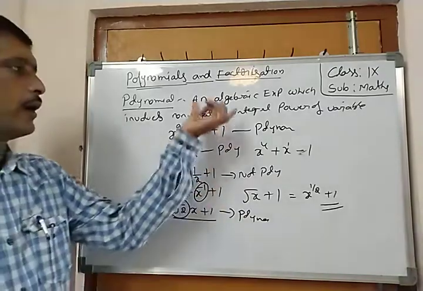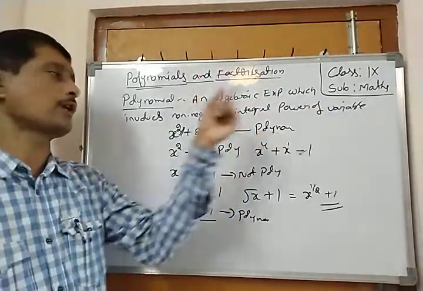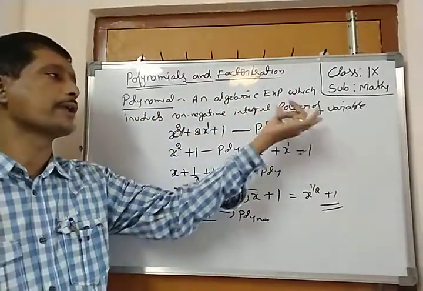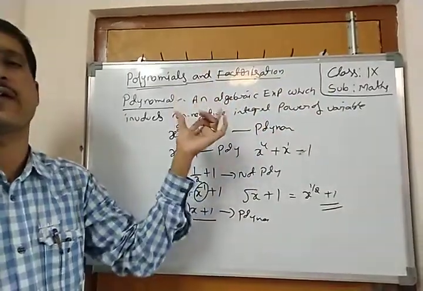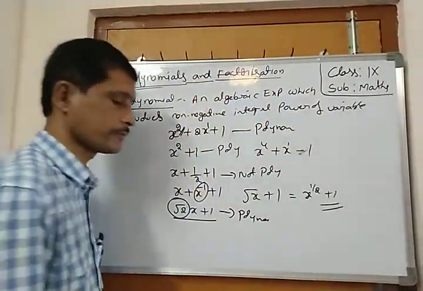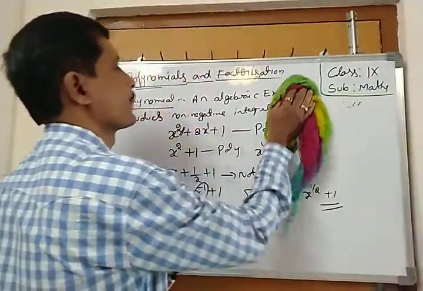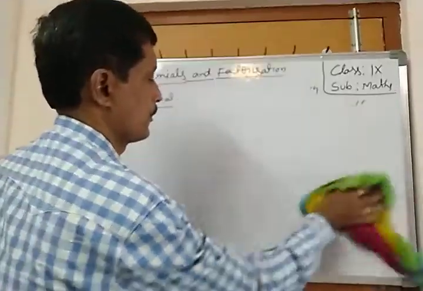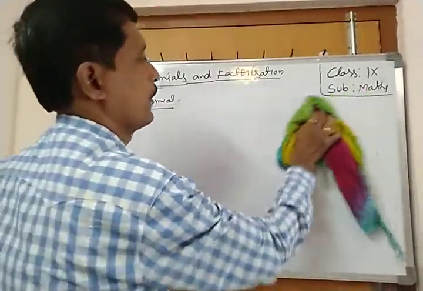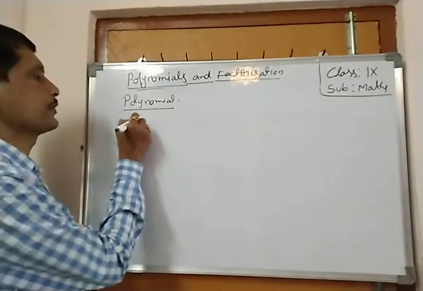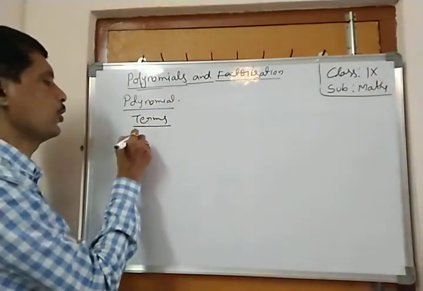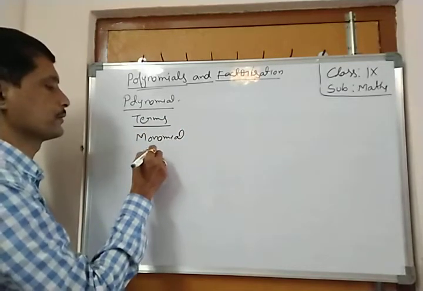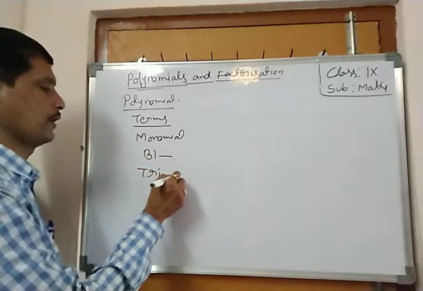Polynomial is what? Definition: an algebraic expression which involves non-negative integral powers of any variable, x, y, z, whatever it may be. Polynomials are divided according to terms into monomial, binomial, trinomial, and multinomial.